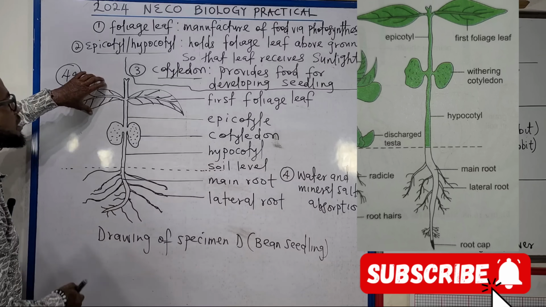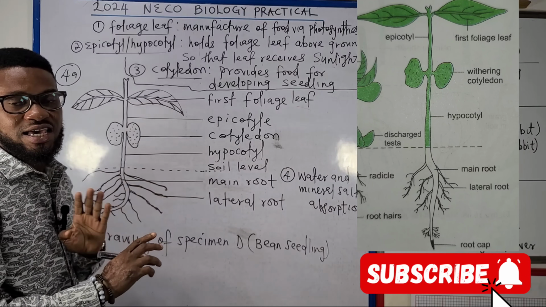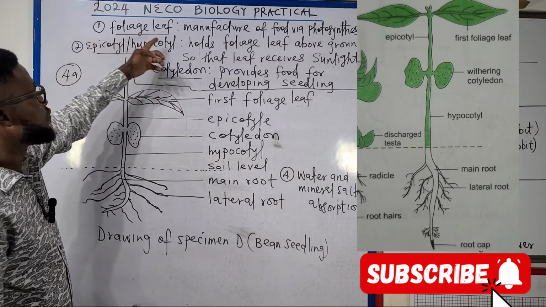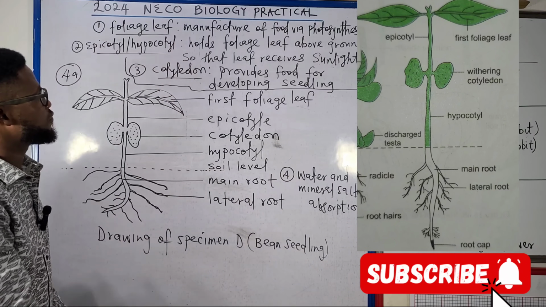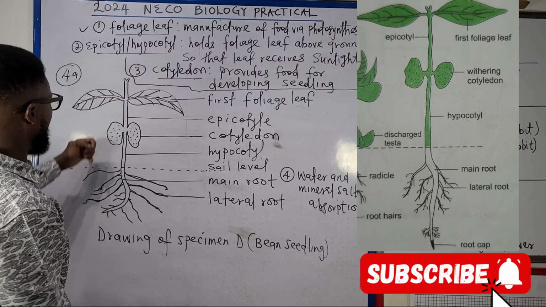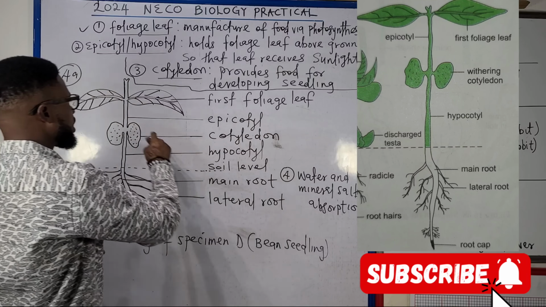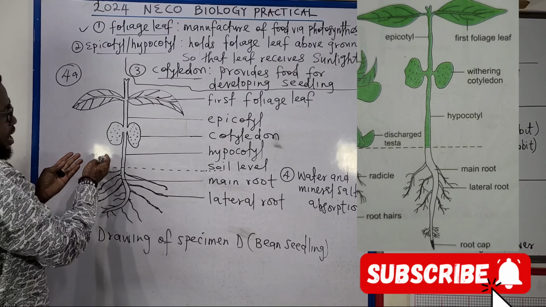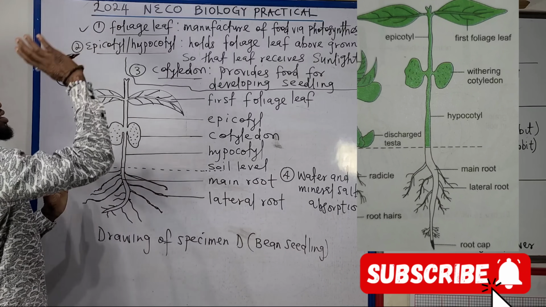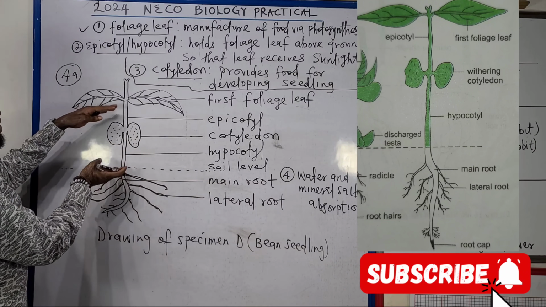Let's look at the foliage leaf. Talking about the leaf, the function of the leaf for a plant is to manufacture food via photosynthesis. Okay, talking about the epicotyl and hypocotyl. Their function is very simple. It is to hold the foliage leaf above the ground so that the leaf receives sunlight.